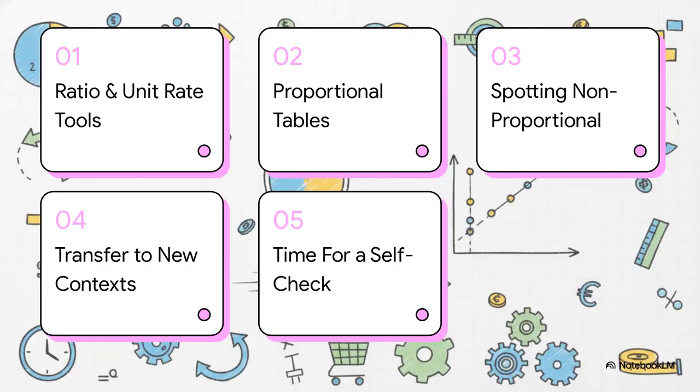So here is our roadmap for this explainer. First, we'll hit ratio and unit rate tools, then move right into proportional tables and graphs. After that, we'll spot some non-proportional relationships, transfer our skills to new contexts, and wrap it all up with a quick self-check. Let's do this.